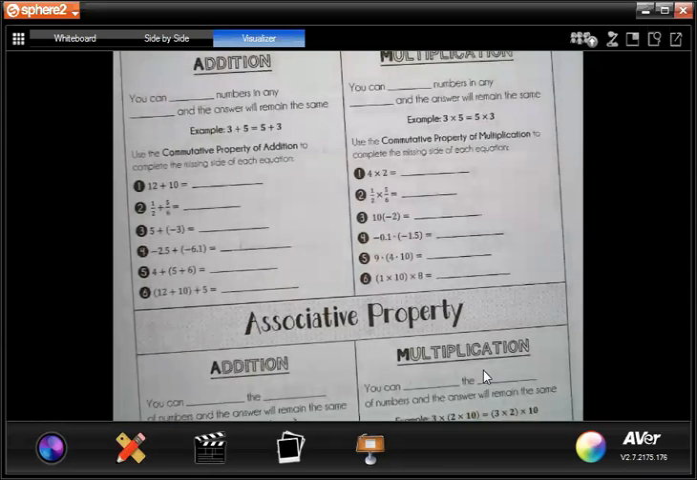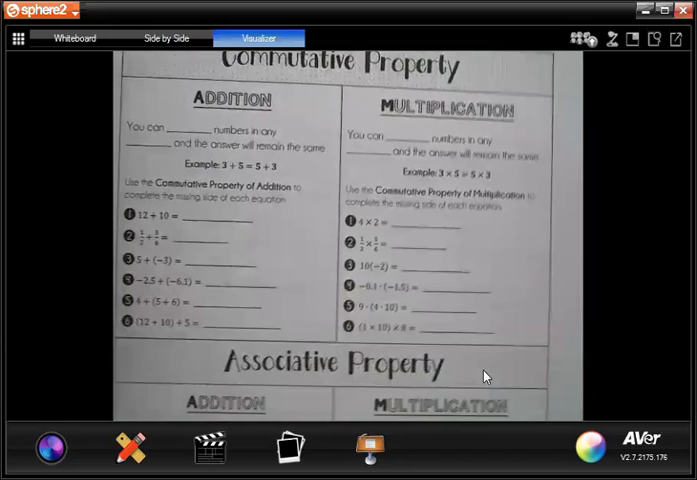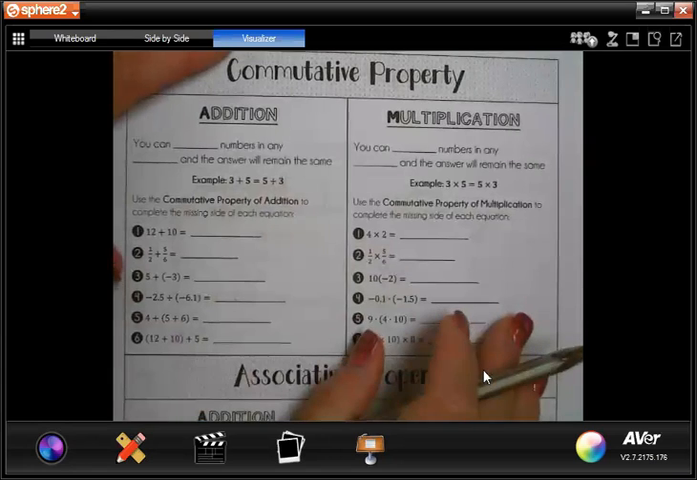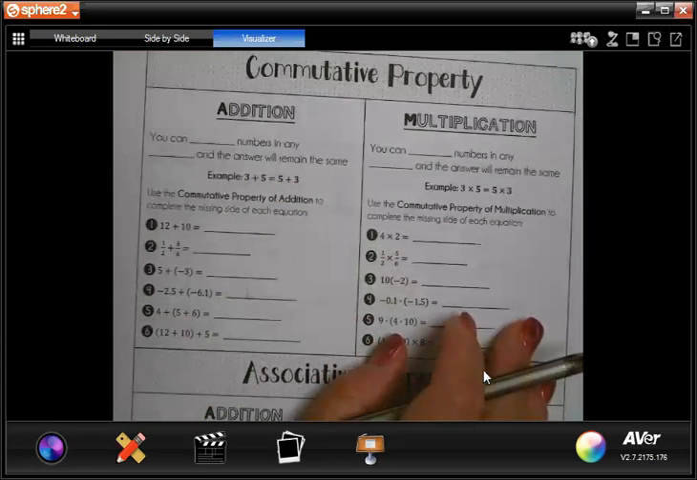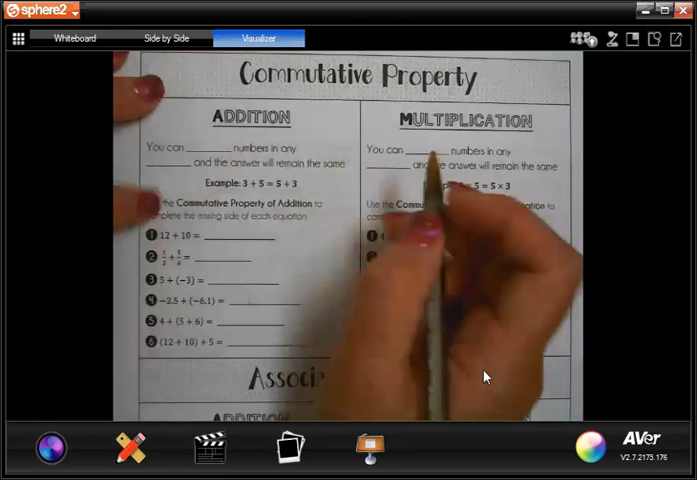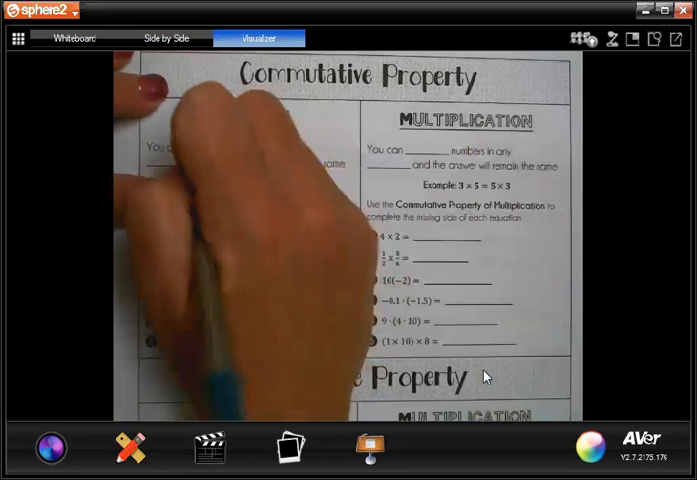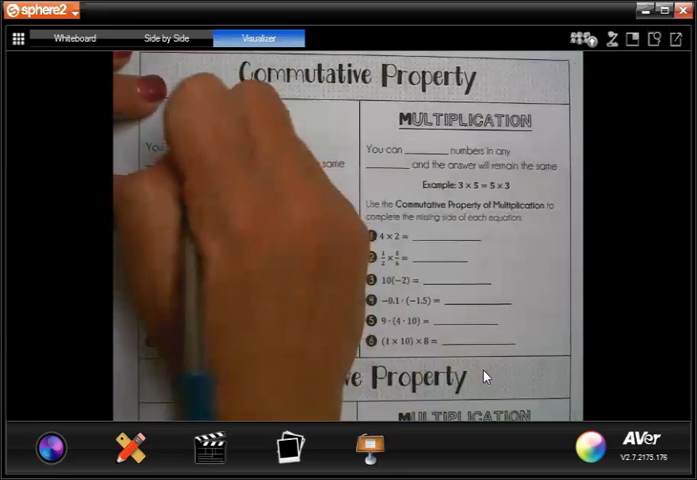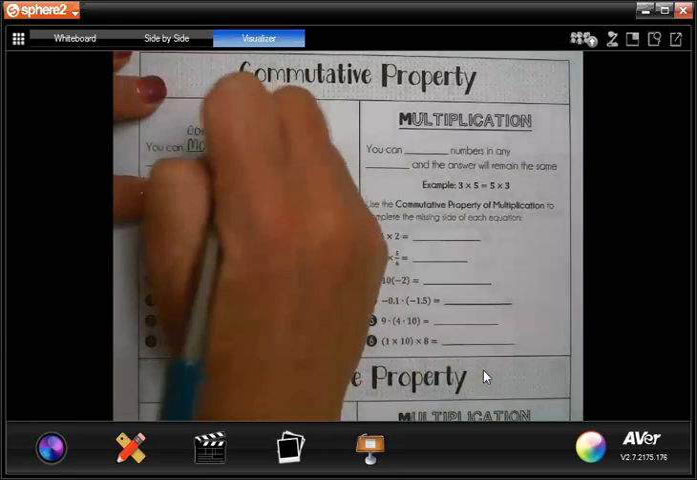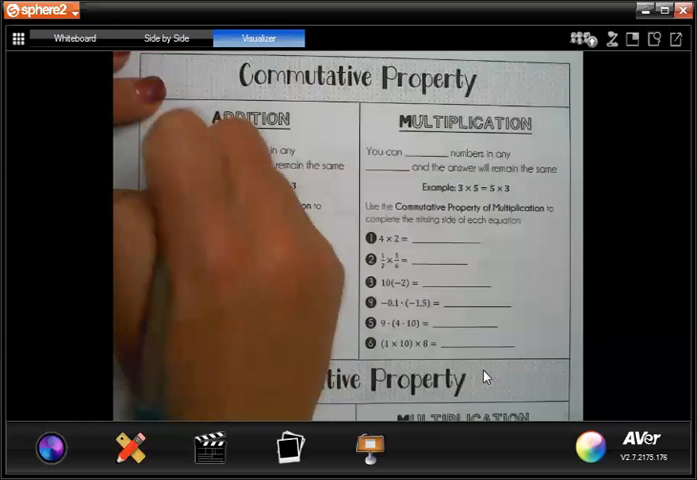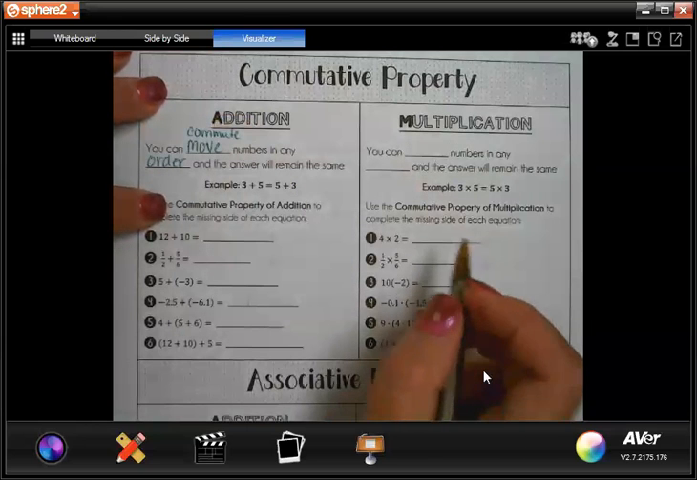So we did talk about different properties. The first property that we're going to talk about right here is the commutative property, right? The commutative, we got to move it. You've got to move it, right? So you can move the numbers, or commute numbers, in any order and the answer will remain the same.